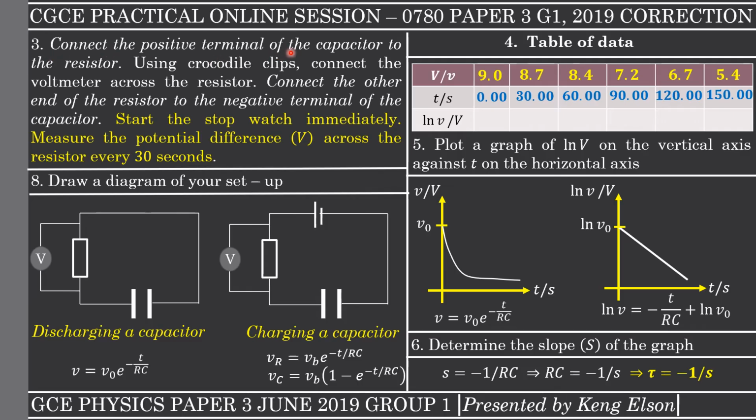Connect the positive terminal of the capacitor to the resistor. Using crocodile clips, connect the voltmeter across the resistor. Then connect the other end of the resistor to the negative terminal of the capacitor. Start the stopwatch immediately. Measure the potential difference V across the resistor every 30 seconds.